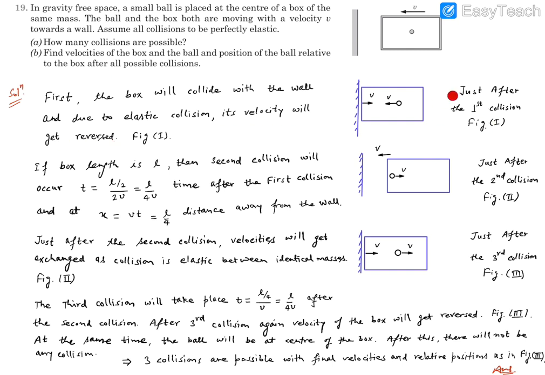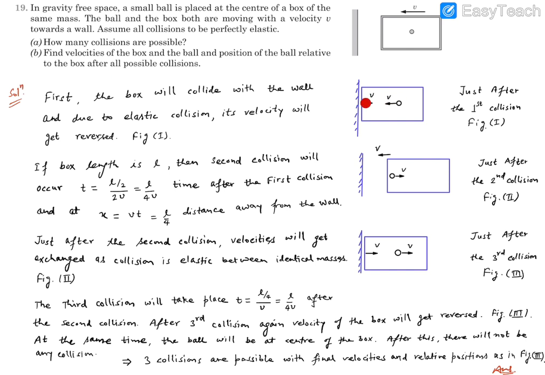That's the first figure. This is the figure just after the first collision. Now you'll find during this first collision, this ball will not be affected. It will keep on moving. Assuming the time of collision was negligible, this ball is still in the center of this box, and this box has now started moving towards this ball, or we can say towards the right side.